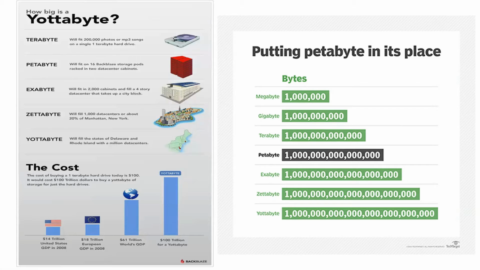So how big is a yottabyte, for example? It would fill the states of Delaware and Rhode Island with 1 million data centers. If we're talking about terabytes, right now we can purchase a terabyte very cheaply, it's not that expensive. For example, I can buy an external hard disk of about 3 terabytes, it cost me about 200 plus ringgit, Malaysia. And a petabyte is when you have 2 data center cabinets. It's a big one, okay. Exabyte, 2,000 cabinets. This is just to show you the scale of the volume of data.